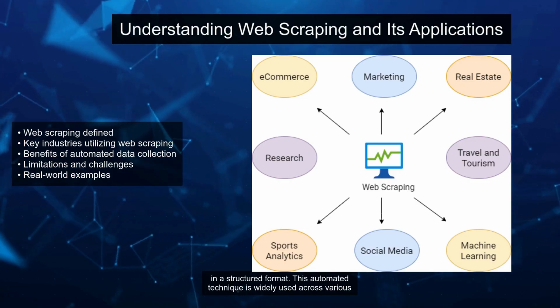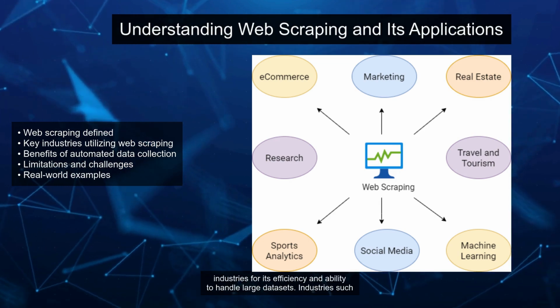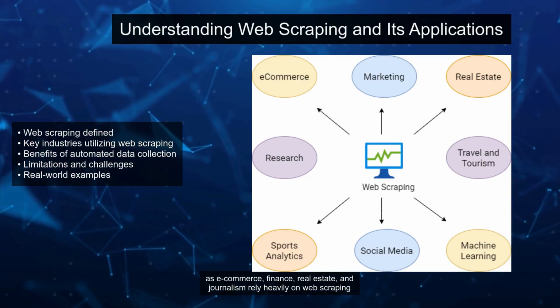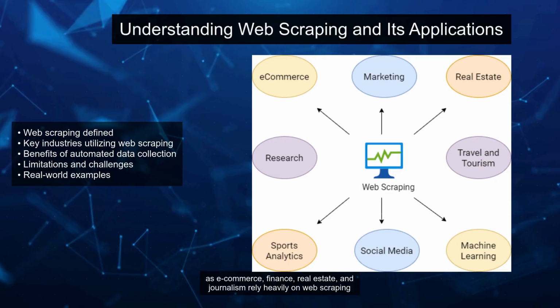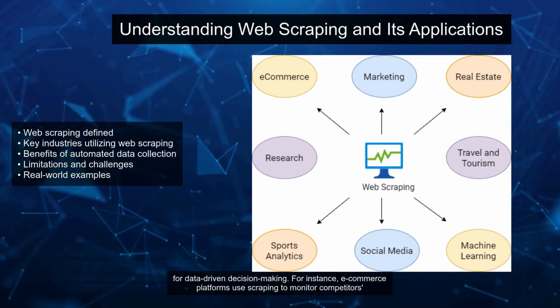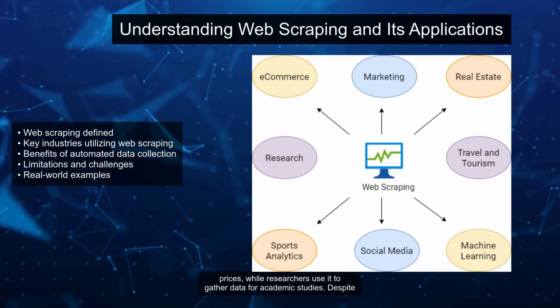Web scraping is a process that involves extracting data from web pages in a structured format. This automated technique is widely used across various industries for its efficiency and ability to handle large datasets. Industries such as e-commerce, finance, real estate, and journalism rely heavily on web scraping for data-driven decision-making. For instance, e-commerce platforms use scraping to monitor competitors' prices, while researchers use it to gather data for academic studies.